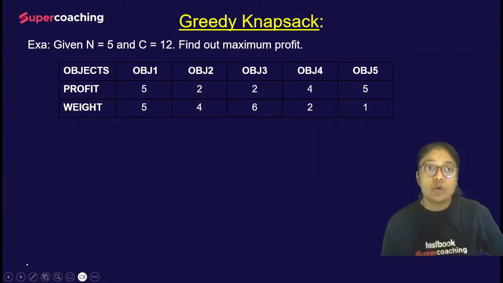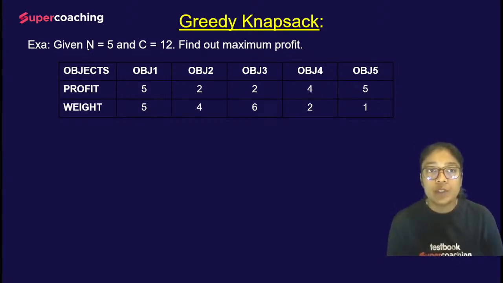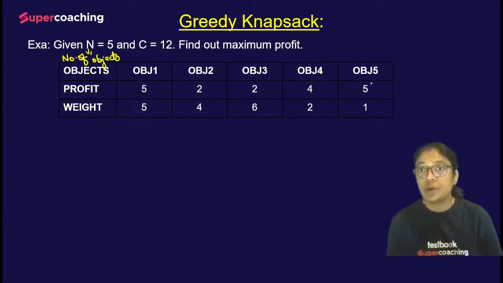Anyone having any doubt? So your problem will look like something like this. In this case, we are given 5 objects and we have to calculate the maximum profit. The number of objects is 5: object 1, object 2, object 3, object 4 and object 5. And the maximum capacity of the knapsack is given to you, that is 12.